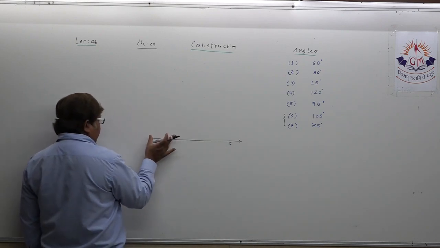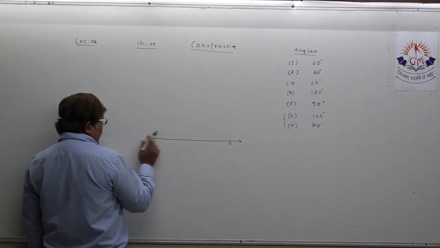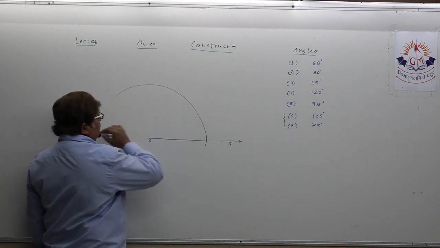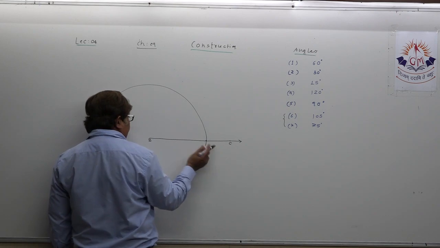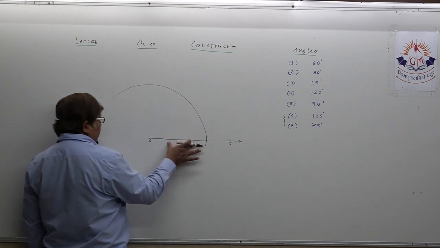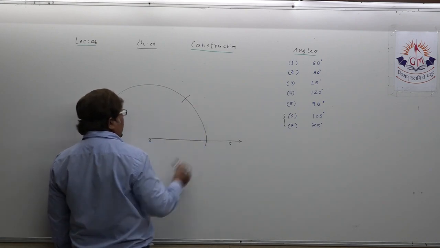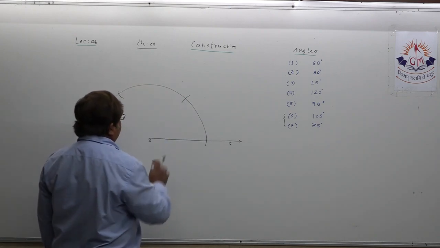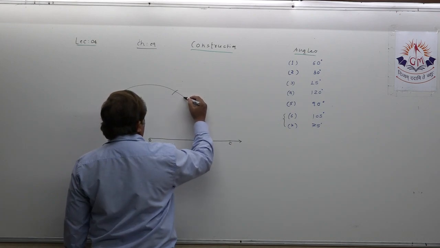As we have constructed previously, taking some appropriate radius, centering the compass at B, you draw one arc, then keeping the center here and maintaining the same radius, draw another arc. Again centering the compass here, draw another arc. This may be somewhere here, okay.